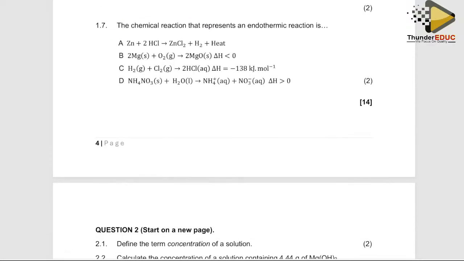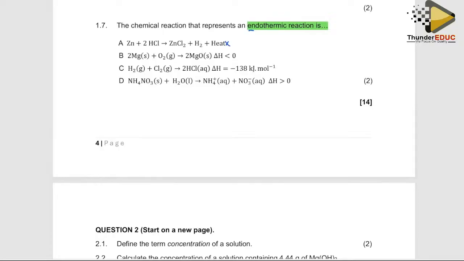Then 1.7 reads: the chemical reaction that represents an endothermic reaction, right? So for an endothermic reaction, the most important thing that we need to know is that your delta H is actually going to be greater than 0, or your delta H is going to be positive, right? So now let's look at these values that you're given there.